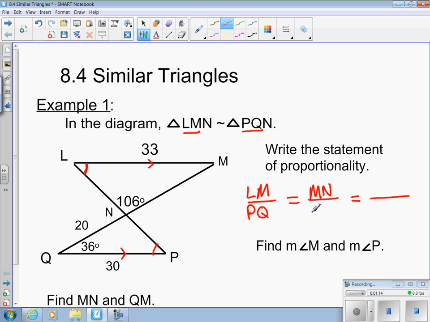MN, notice I put that on top. Because if LM's on top, so does MN. And last, the first and last, LN and PN.